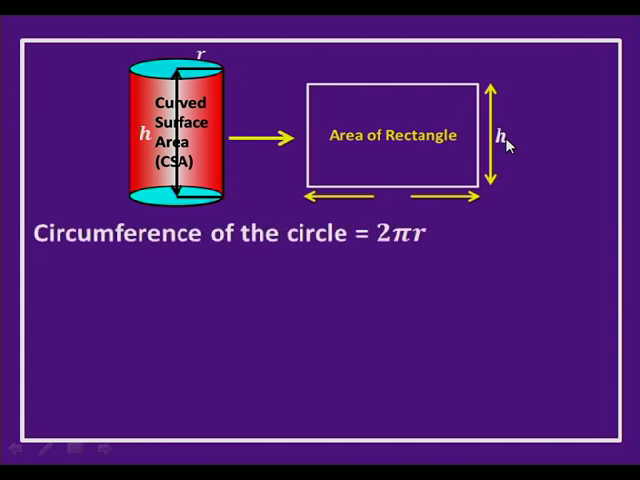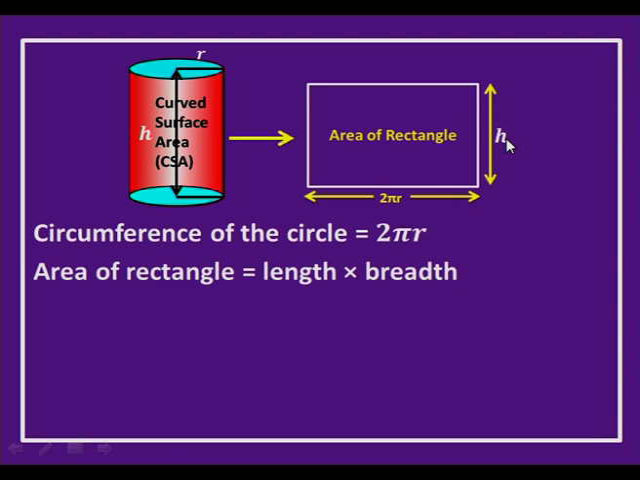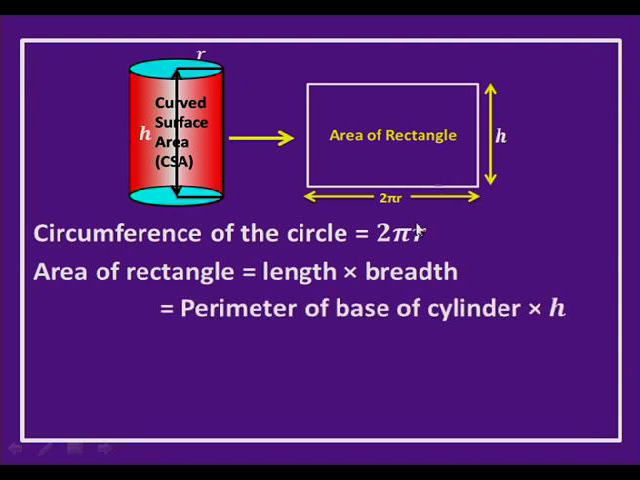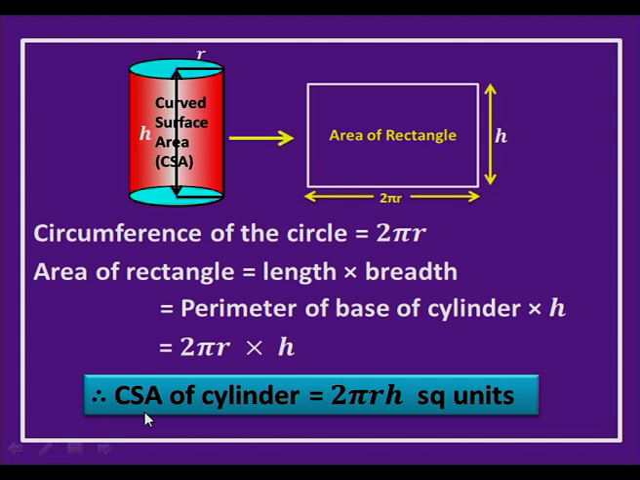So, what can we write, children? Yes, circumference of circle is 2 pi r and area of rectangle is given by length into breadth. So, which is the length can be written as what here? It is nothing but perimeter of base of the cylinder, okay, into height. Now, substituting the values, you got 2 pi r into h, curved surface area of cylinder is given by 2 pi r h square units.